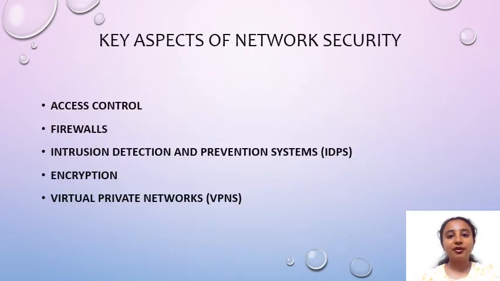Key aspects of network security. Firstly, it is access control. This involves authentication mechanisms like passwords, biometrics, or two-factor authentication, and authorization policies defining what each user or entity is allowed to do within the network.